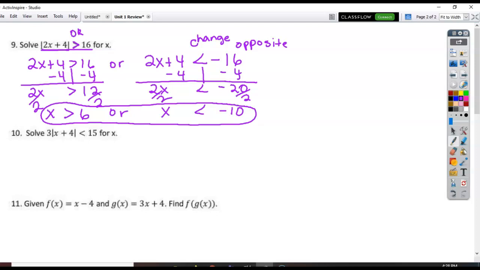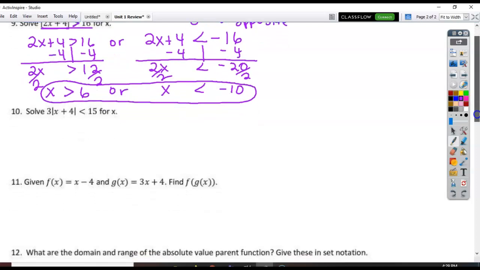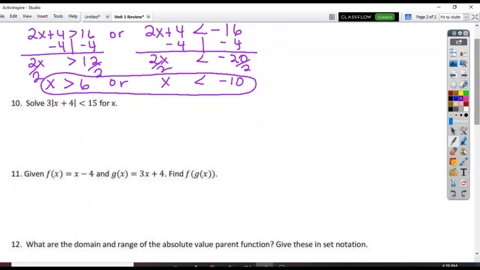Okay, number 10. Number 10 is an and because of the less than. Less than is an and. All right, so the very first thing you have to do is isolate the absolute value. It's not because we've got a 3 there. So it's being multiplied, so we need to divide. So you've got absolute value of x plus 4 is less than 5.